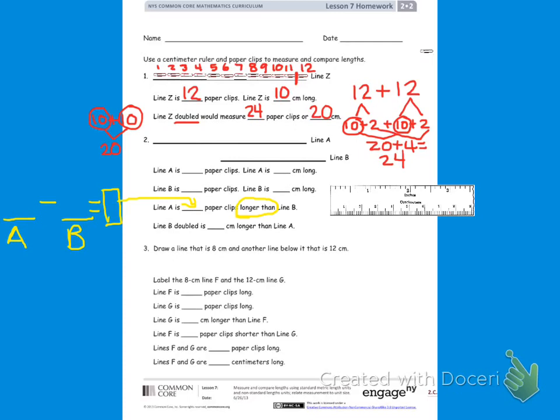For line B doubled, it's just exactly like we did at the top when we doubled line Z. We're going to double line B, and when we double it, we add. Then we will put down line A here. So first we're going to double line B, then we're just going to compare line A. It didn't ask us to double line A, so we're not going to. So we'll double line B, then subtract line A to get the difference in size. That number will be recorded right here.